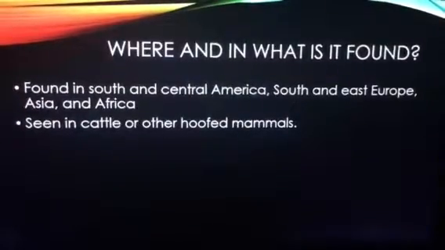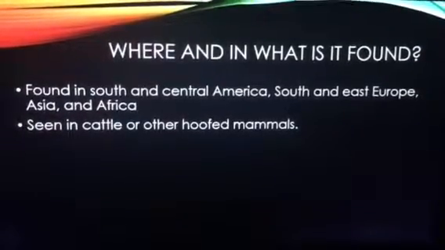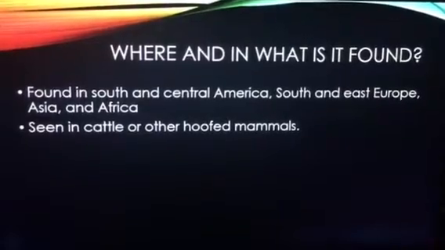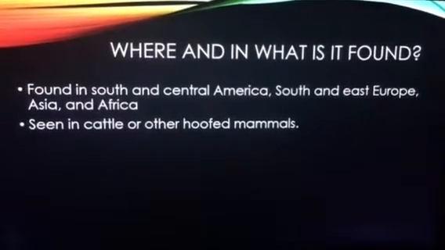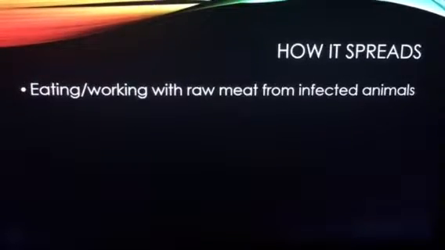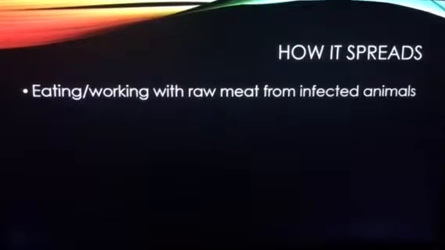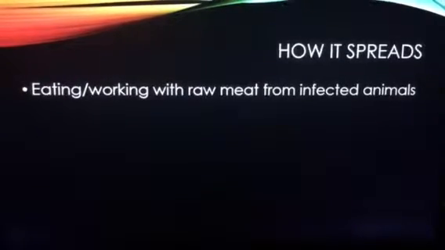Anthrax is usually found in South and Central America, South and East Europe, Asia, and Africa, and it's also seen in cattle or other hoofed animals. Anthrax usually spreads because people eat raw meat from infected animals, or they work with those infected animals who have the disease within them.